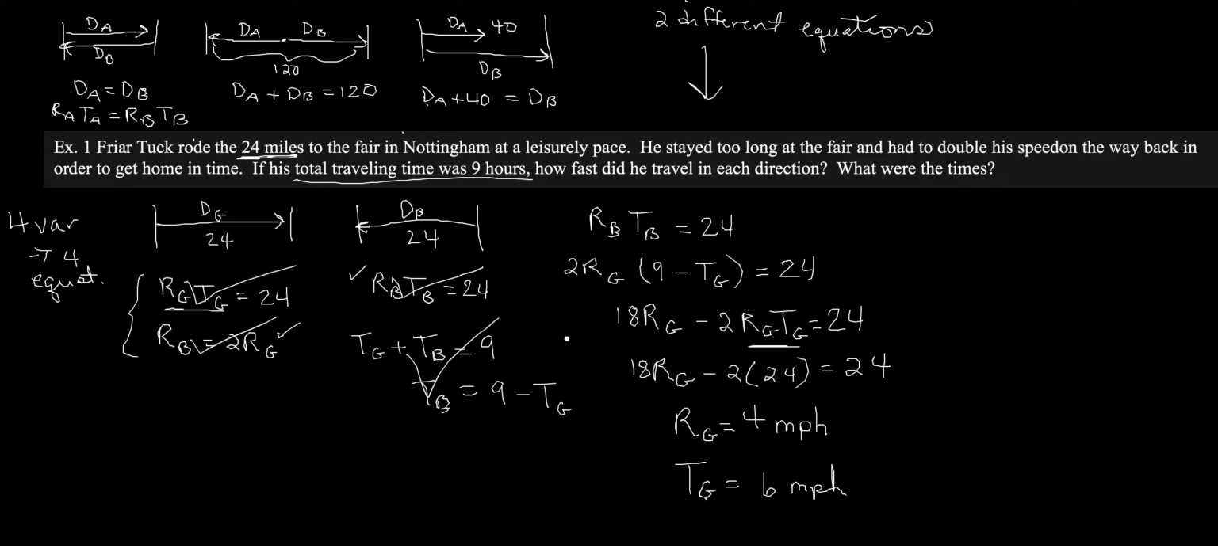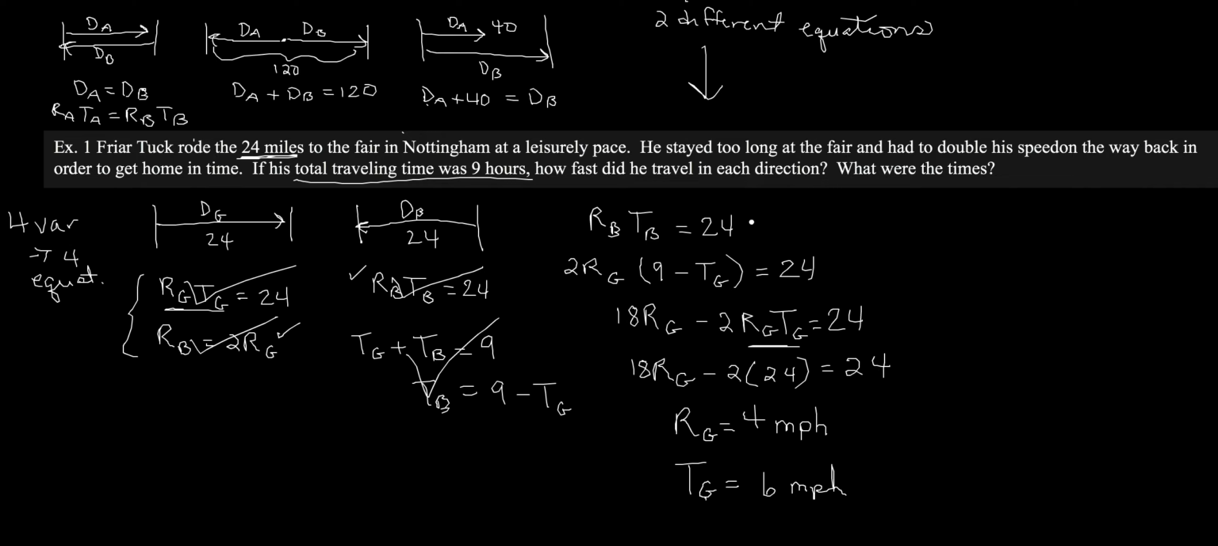Let's see, where's the equation for that? Yeah, because the rate times time equals 24. So if the rate going was 4, we would need the time going to be 6. So 6 times 4 gives you the 24. Then you just have to go back and substitute everything in.